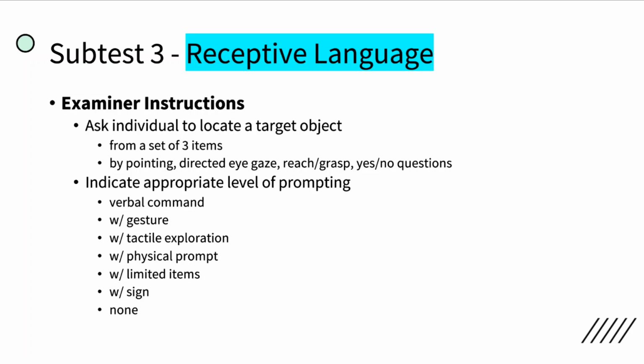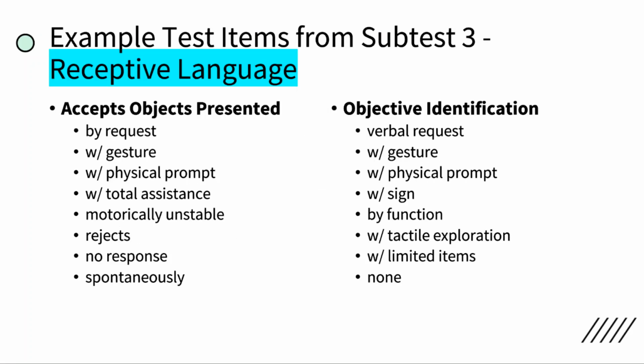By function refers to knowledge of the object when the use is described. Which one do you use for eating? The term with tactile exploration indicates the individual may lack vision, yet is capable of discriminating one item from another when allowed to touch and compare the items. If the individual is successful with a small set of items, for example, only a spoon, ball, cup, or shoe, yet is not able to distinguish numerous other items by name, then indicate with limited items. Additional test items from Subtest 3 are accepts objects presented and object identification.